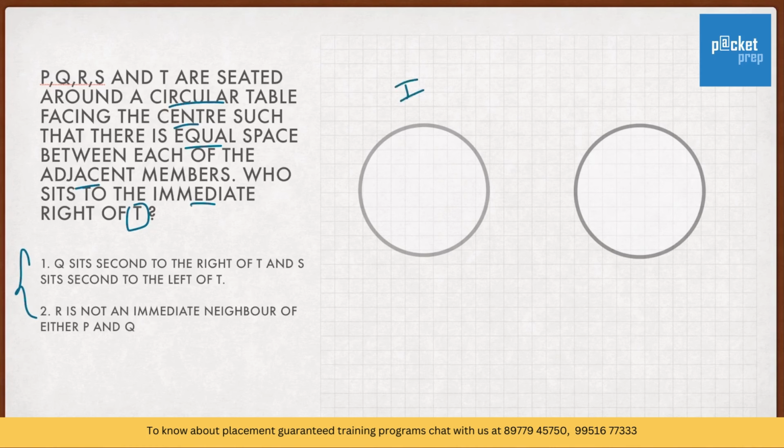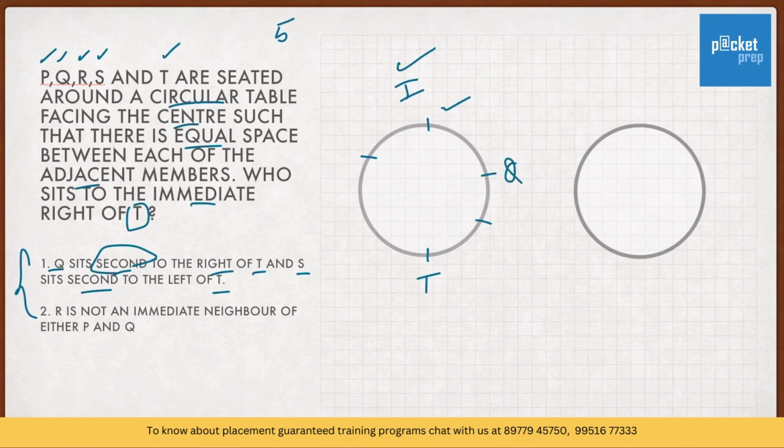According to the first statement, Q sits second to the right of T and S sits second to the left of T. P, Q, R, S and T. There are totally 5 members. And here is the circular table. Let's assume there are 5 members sitting around the circular table. According to statement 1, Q sits second to the right of T. Let's assume T sits here, Q is sitting second to the right of T. So leaving one place, Q might be sitting here. And S sits second to the left of T. So second to the left of T is, if you leave this place, S will be sitting here. So this is the information given in statement 1.